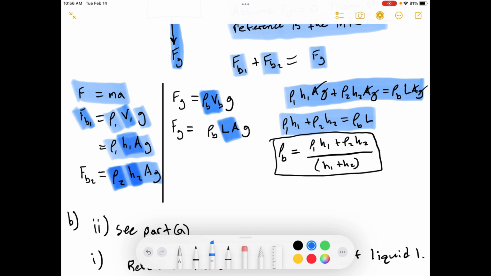Now we can put everything so that we're defining the density of the block. Density of the block equals rho 1 times h1 plus rho 2 times h2, divided by L, which is h1 plus h2. Great, so that is the density of the block in terms of the force balance based off of the buoyancy forces.